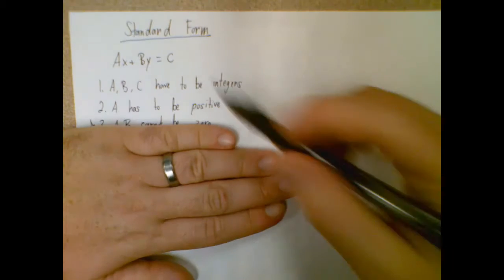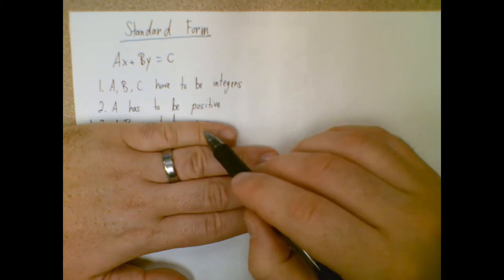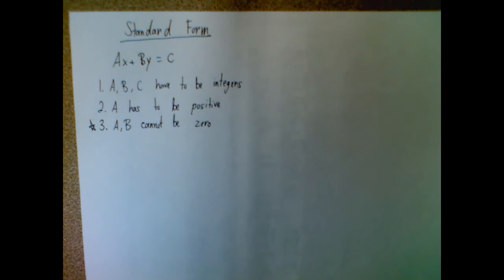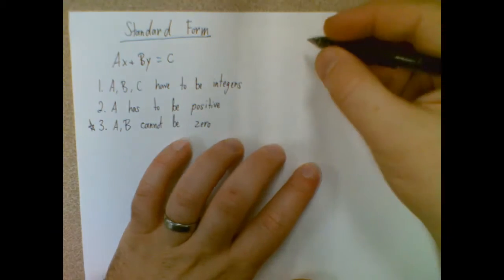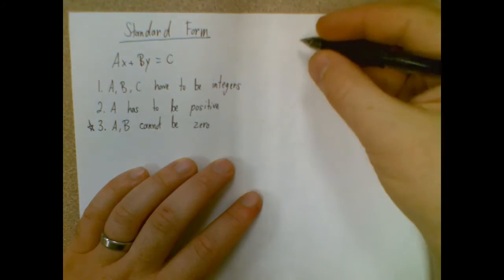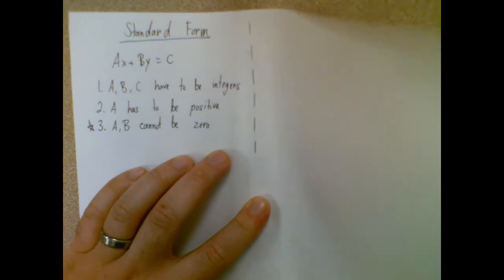But these first two are always the case. A, B, and C have to be integers, and A specifically has to be a positive integer. That's going to be important here because that's how we're going to make sure we're in the right setup. Okay. All right, so what does that mean for us? Well, one of the ways that we see this most often is turn something into standard form.